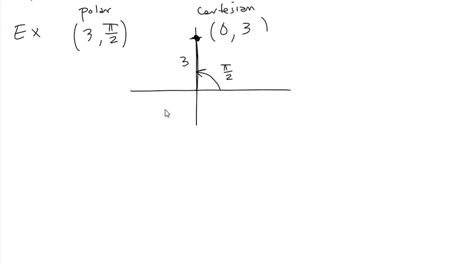Okay. So actually the ones that are on the axes are pretty easy in the sense that you don't need to worry about a triangle, right? How about you do 3 pi? Take a moment, hit pause, and see if you can convert 3 pi, those are polar coordinates, into Cartesian coordinates.